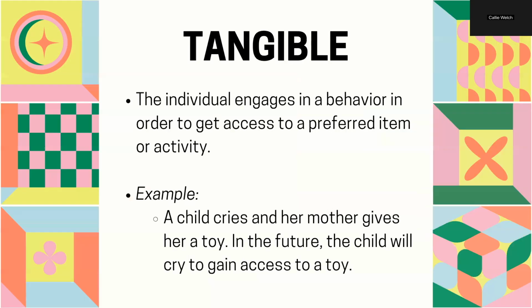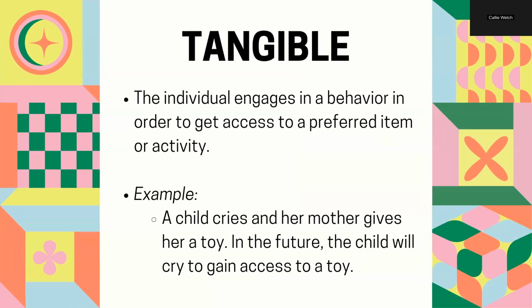So then that next one is tangible. So tangible is like something we want. So we want a tangible item. But this is because an individual engages in a behavior in order to get access to that preferred item or activity. So again, this is something we see quite a bit. So you can think about this example. A child cries and her mother gives her a toy. In the future, the child will cry again to gain access to a toy.